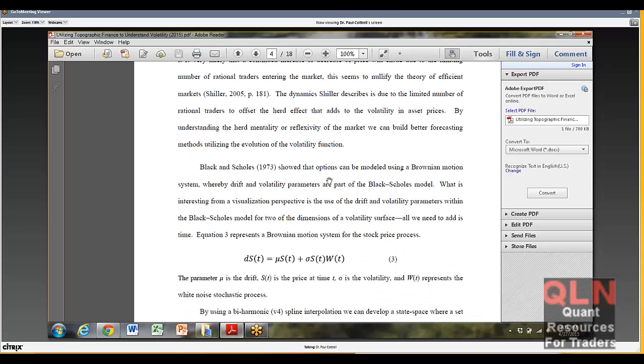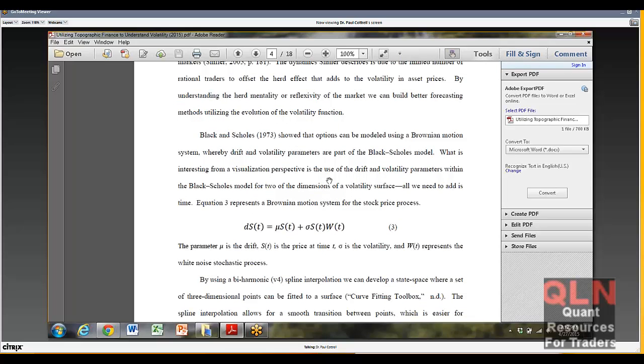Then the famous Black-Scholes paper that came out in 1973. Their paper was primarily for option pricing.